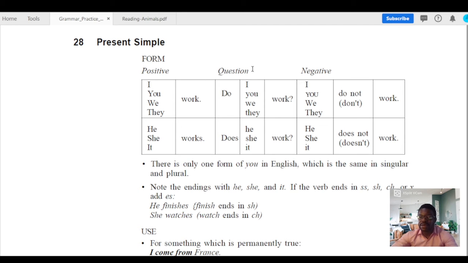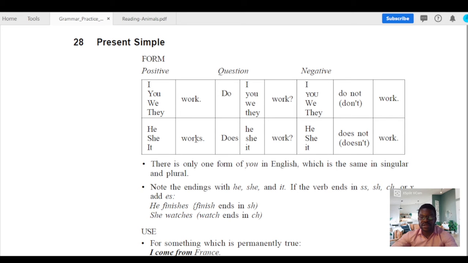I work at Kamai Star International School. You work at, we work at, they work at. You see, the work, which is the verb, comes without any s or es or ies. But when it goes to he, she, it, which we usually call the third person singular, you have he works, she works, it works. Did you see that?